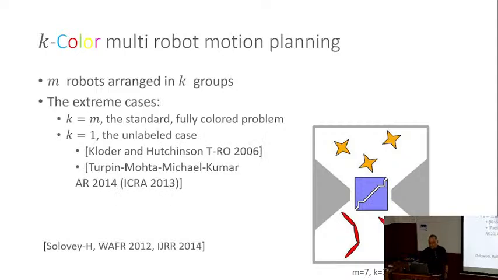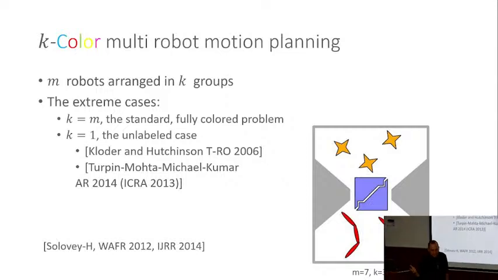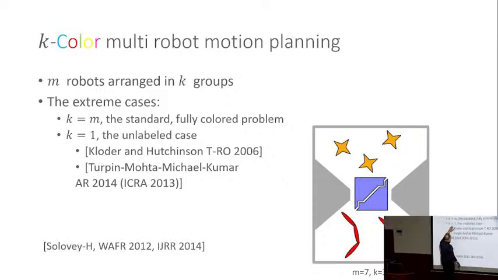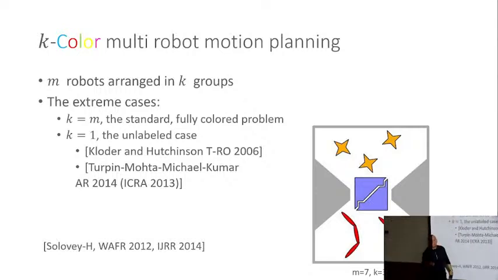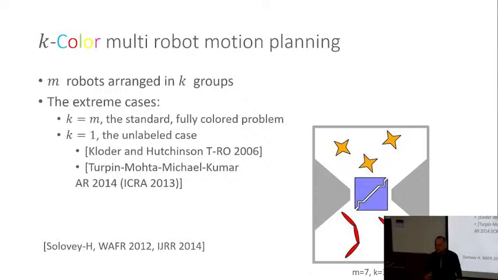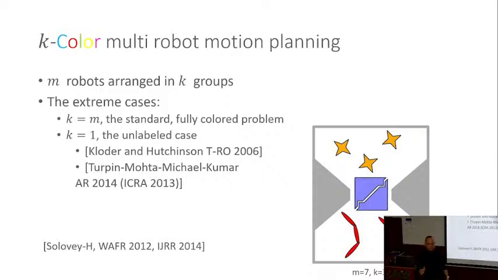And there are extreme cases. If the number of colors is equal to the number of robots, this is the standard multi-robot motion planning, which we know to be hard. And the other extreme, and typically interesting, is there is only one color. All the robots are indistinguishable and they are the same geometrically.